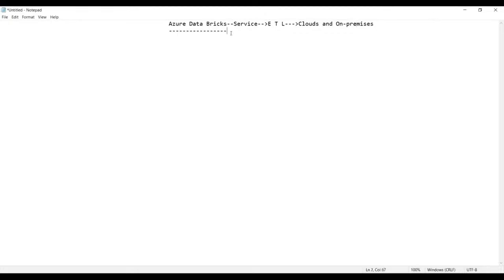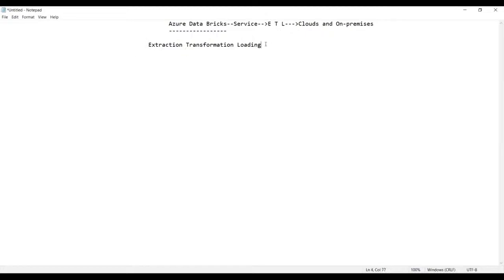So now, let us see what an ETL basically is. ETL, as we know, stands for extraction, transformation, and loading.